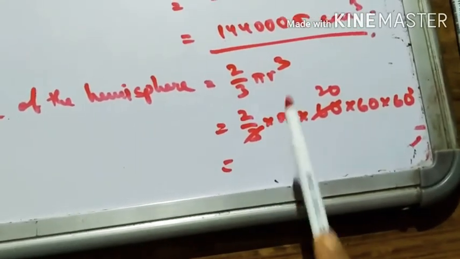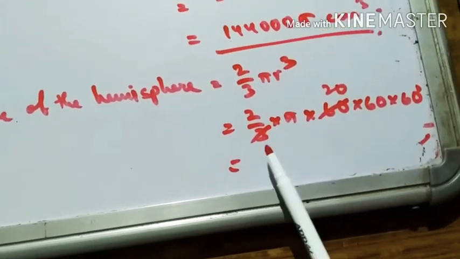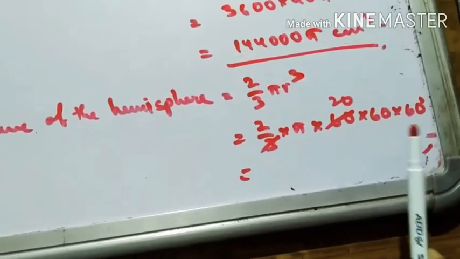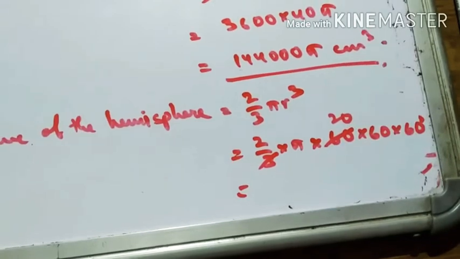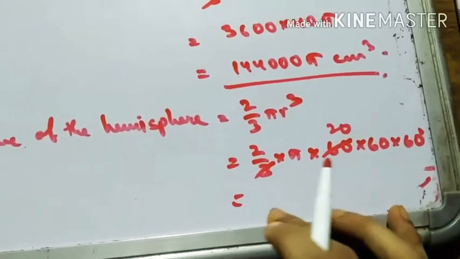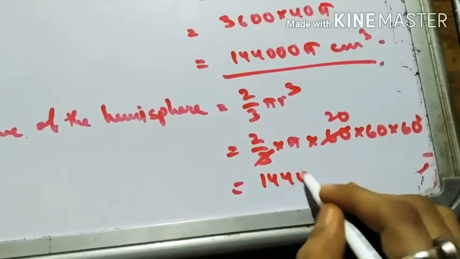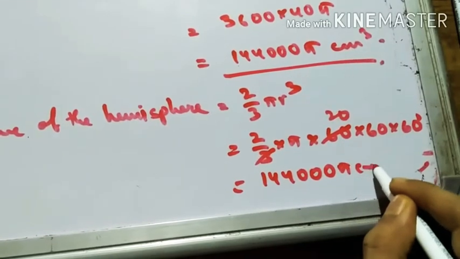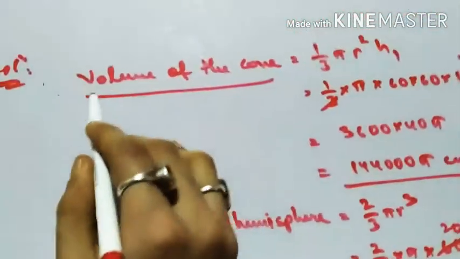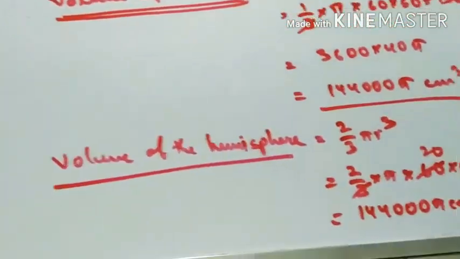This is only the formula: 2 by 3, and the radius is 60 only. I am getting the same answer here, 144000 pi centimeter cube. Okay, volume of the cone I got, volume of the hemisphere I got.